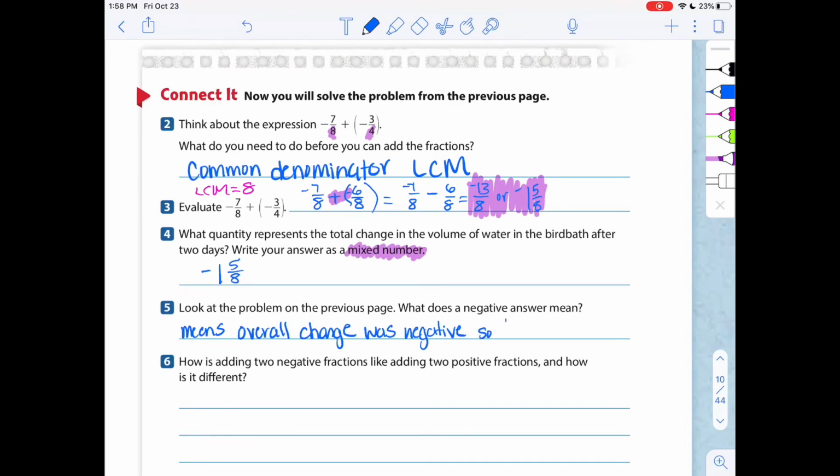So for this problem, the overall volume isn't negative. The overall volume decreased. So when we're talking about it with this problem, that overall change was negative. So that means the overall volume decreased.